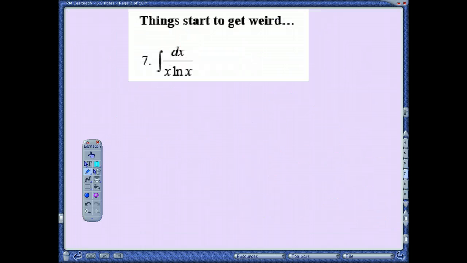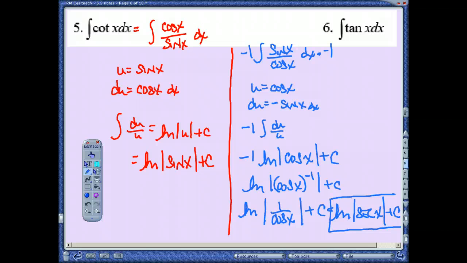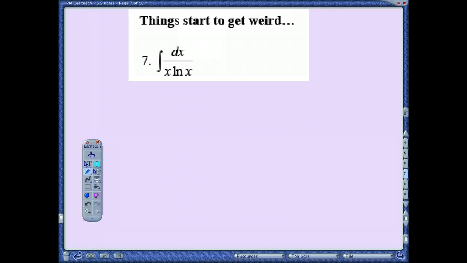All right, let's look at some more. Things start to get weird, and you know how I like it when things get weird. Well, when I had cotangent and tangent, I could use this same concept because I can change tangent into sine over cosine, cotangent into cosine over sine, and I can still do the problem. The problem we have is that we cannot integrate natural log of x, okay? We can't, at this moment in time, integrate natural log of x. So if we can't integrate it, we better substitute it out of there.